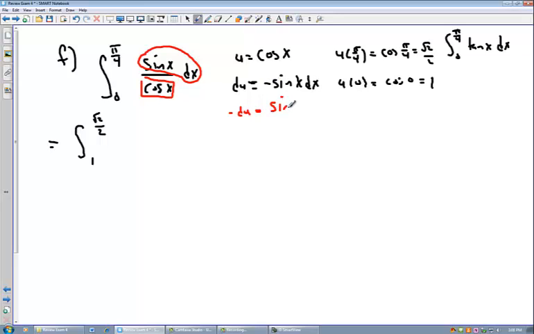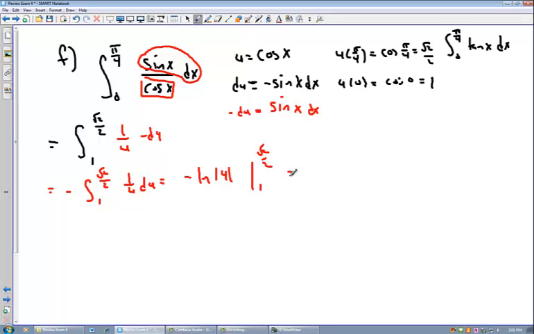If you multiply both sides by -1, you get negative du equal to sine x dx. And then you just plug in negative du for that. So this is going to be 1 over u times negative du. I'll move the negative sign out in front. So -1, integral from 1 to root 2 over 2 of 1 over u du. That's one of my 4 types, so it's going to be negative ln, absolute value of u, from 1 to root 2 over 2.